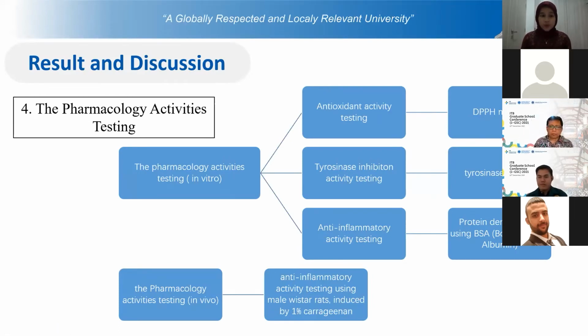Okay, this is the pharmacology activities testing. I use in vitro and in vivo. For the in vitro, I use antioxidant activity testing, tyrosinase inhibition activity testing, and anti-inflammatory activity testing. From the three activities, to continue the study, I use in vivo for anti-inflammatory activities, testing using Wistar rats induced by 1% carrageenan. Next.